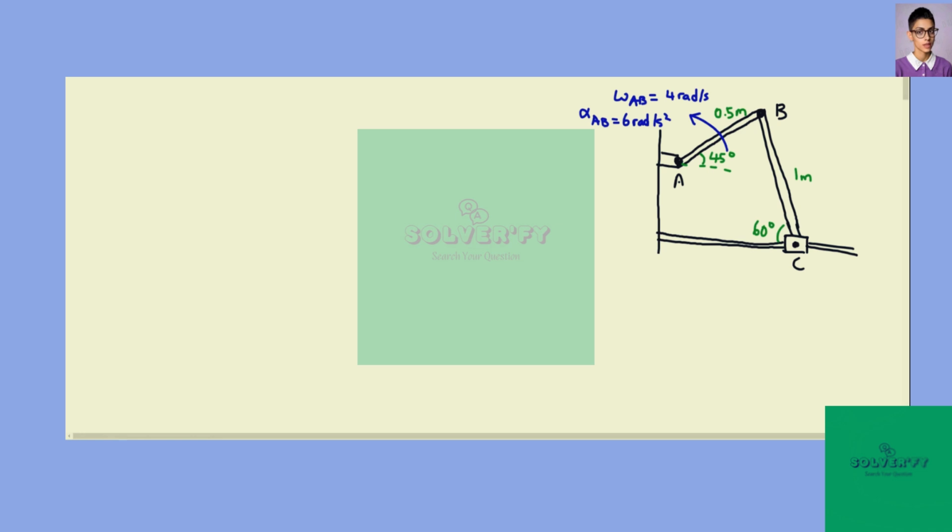This question requires two things. It involves relative velocity and relative acceleration, so we are going to see a lot of both.